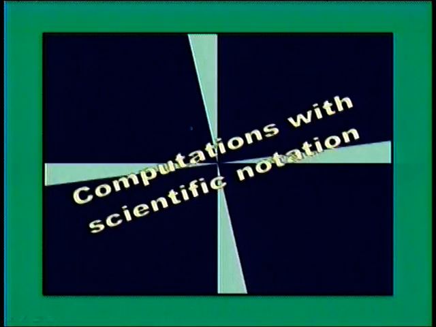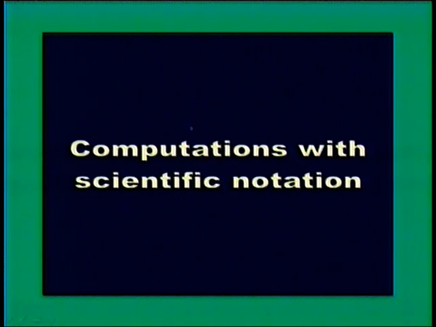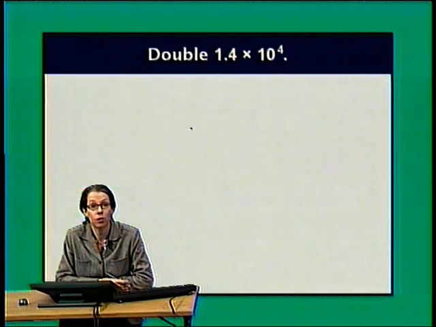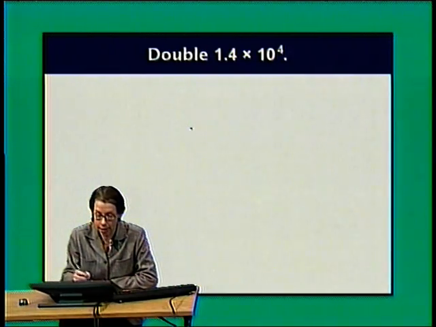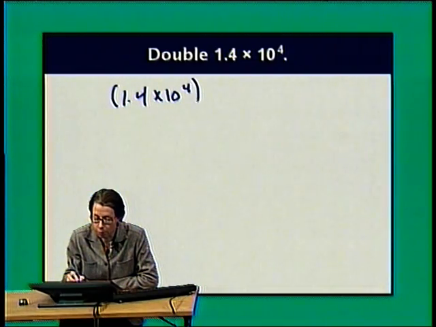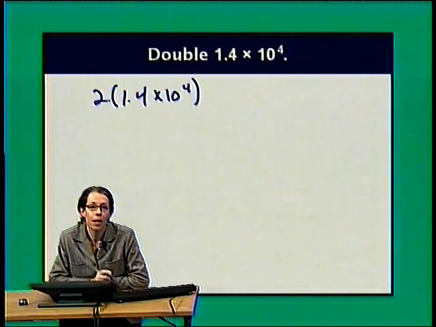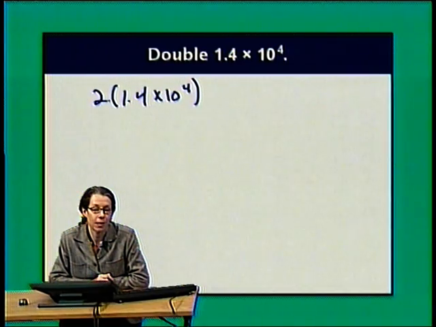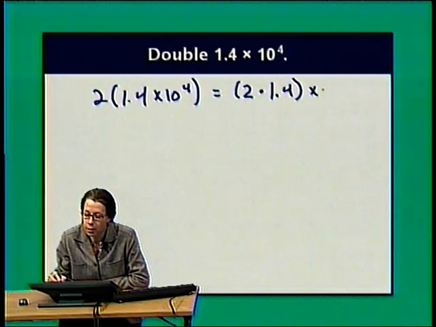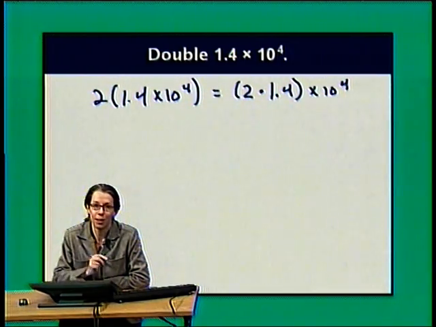I'm going to finish off this part of the lesson just by doing some simple computations with scientific notation. The first thing we're asked to do is to double 1.4 times 10 to the 4th. So if I'm going to double that, I'm going to multiply 1.4 times 10 to the 4th by 2. Now the parentheses here are just for emphasis. I know that multiplication is associative, so really I could think about this as 2 times 1.4 times 10 to the 4th.